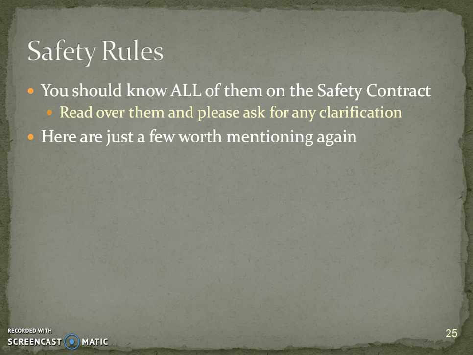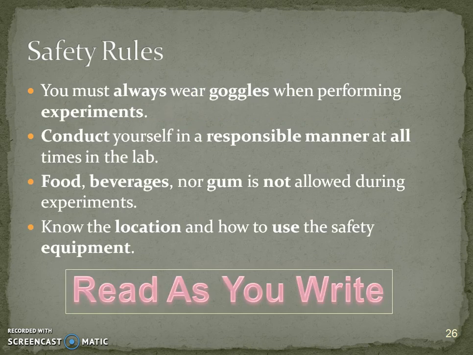So here are some rules. Of course, read over that safety contract. There's about 45 to 50 rules. If you have any clarification, again, ask for them. However, here are a few more that are just worth mentioning again and again. Some are going to be repeated over and over again, but these are the ones that I think you should really know.